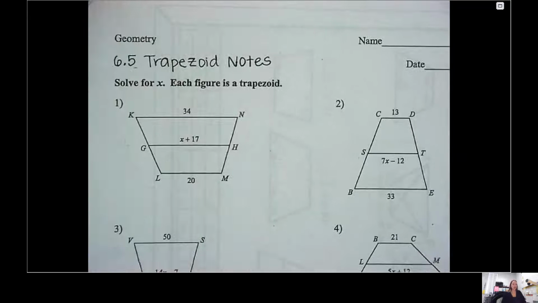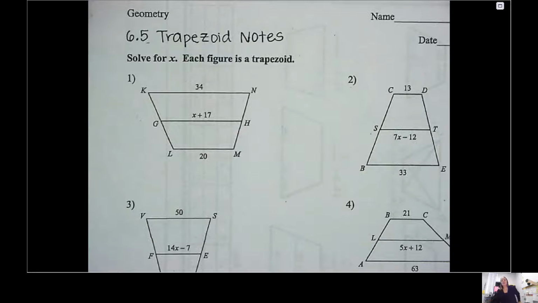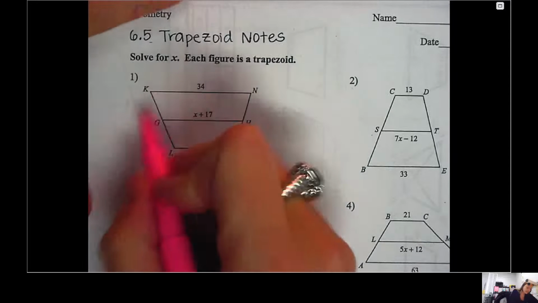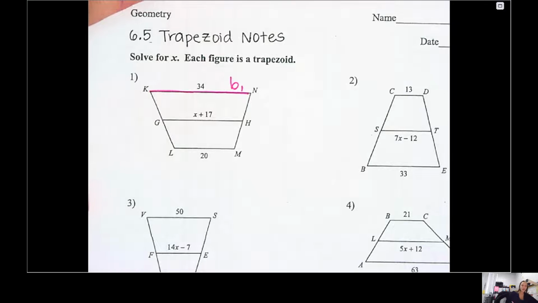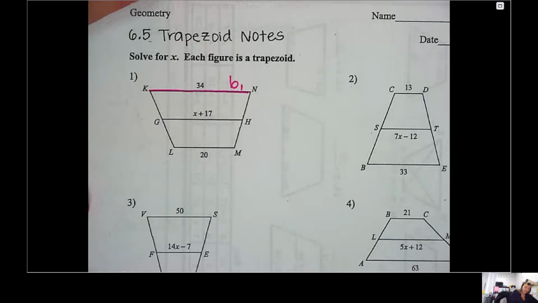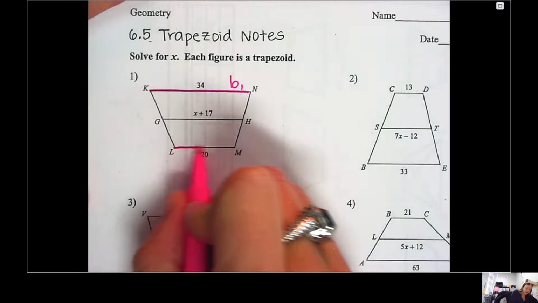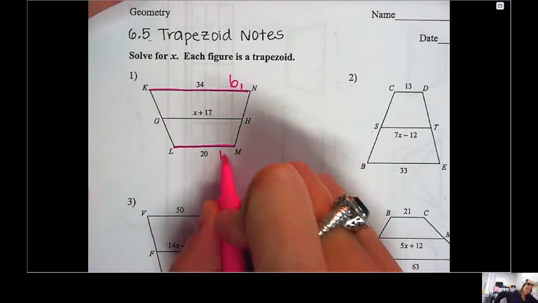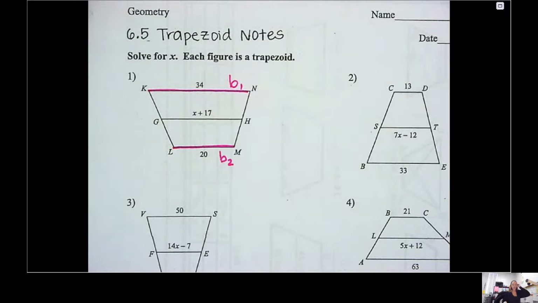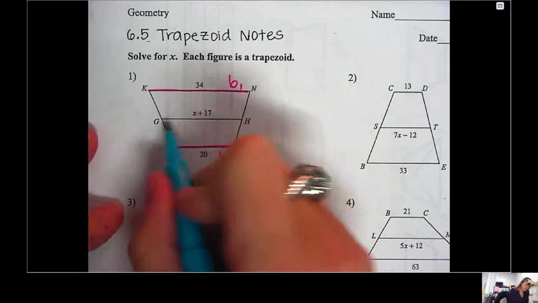In each picture, we're going to solve for X. I'm telling you that they are a trapezoid, and what I would like us to do is mark down the bases, the legs, and the mid segment. In this first picture, my bases are the two that are parallel. My first base is this one right here, KN. I'm going to put a B1 for the base. My second base is the other piece that is parallel, which is B2 down here, which is LM. And then this piece right in the middle is my mid-segment.